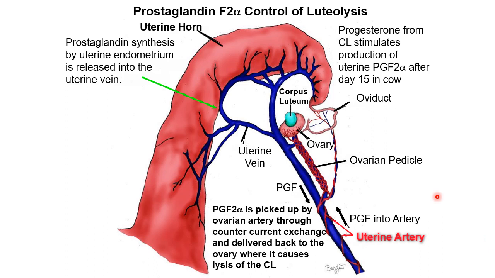And the uterine vein is the one that will drain the ipsilateral, or the same side, of the uterus. So we have here our uterine vein in blue, and it is the one that will drain the ipsilateral side of our uterus. The prostaglandin is again produced in the uterine endometrium, and it comes down to the uterine vein. It will then be picked up by the uterine artery, as well as the ovarian artery, through countercurrent exchange and delivered back to the ovary, where it will cause the regression of the CL.